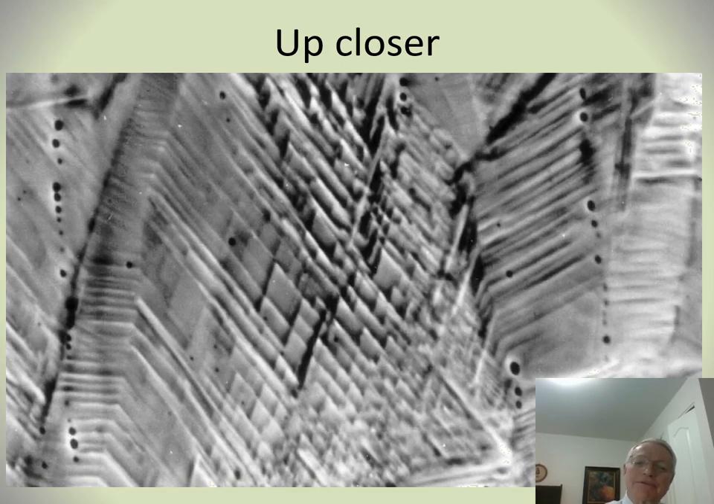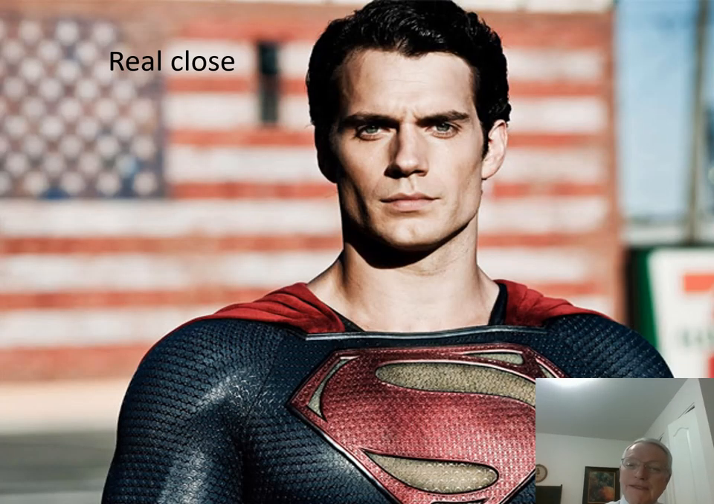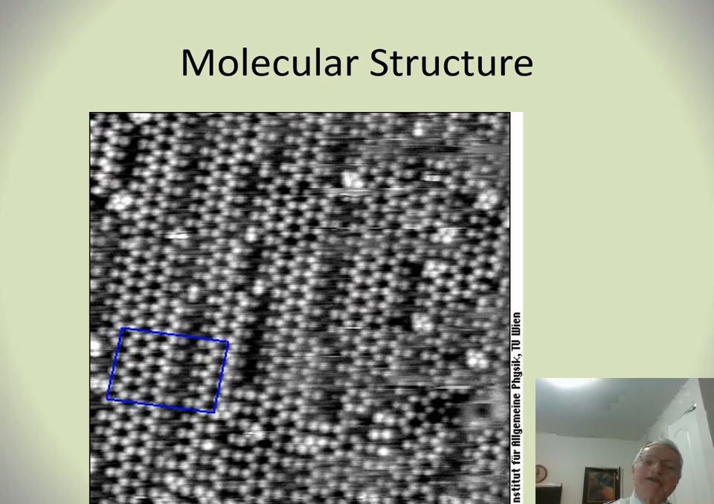You start to see the imperfections on the surface, but you can't see the atoms yet, but you can see the stuff that we just can't polish away or don't care to. Then if you get real close, no, that's just a little joke. Okay, so skip that one. And if you go even closer, you start to see the molecular structure.